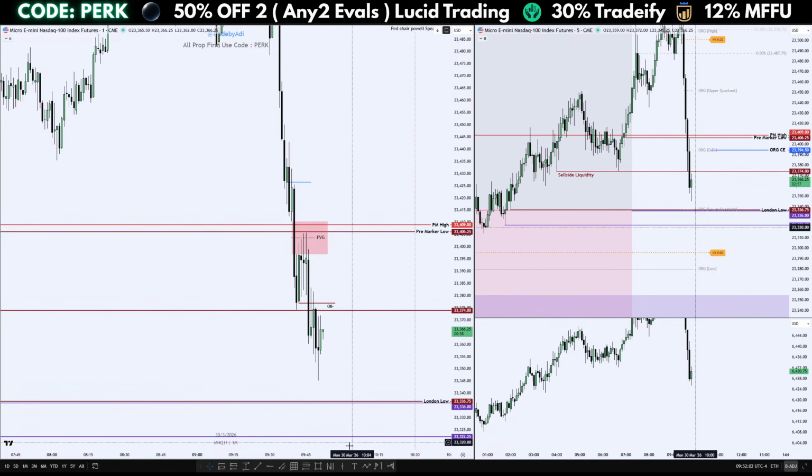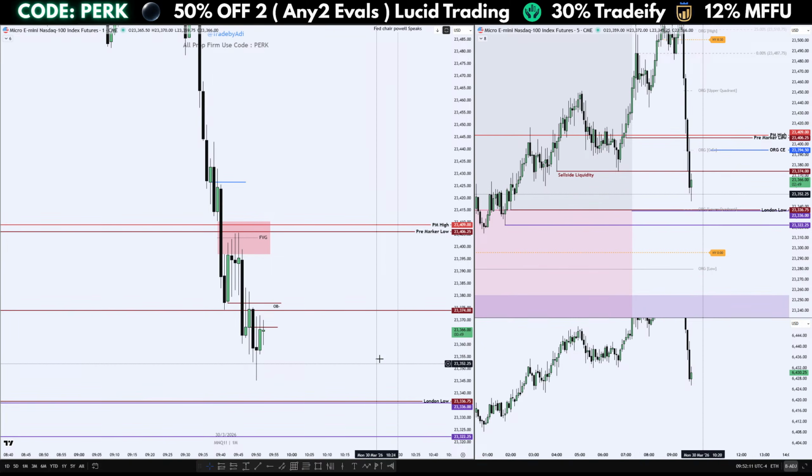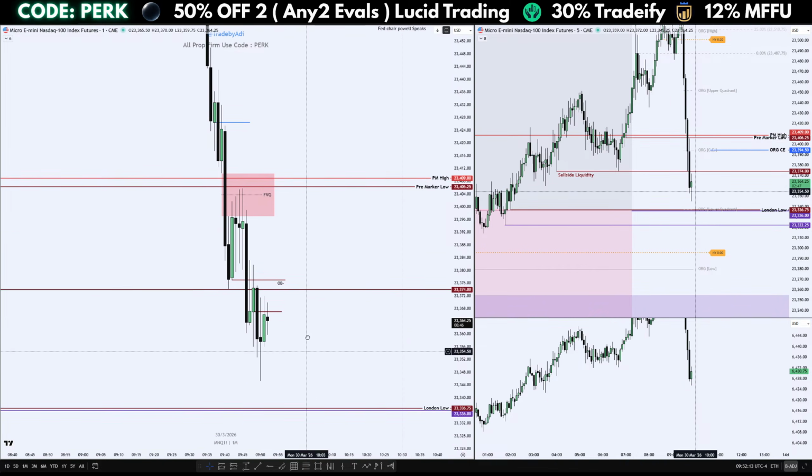Now price is struggling to go down to the London low. Let's see how this propulsion block is going to trade.